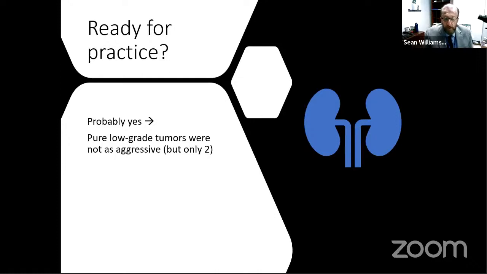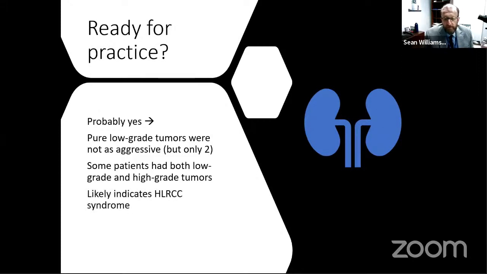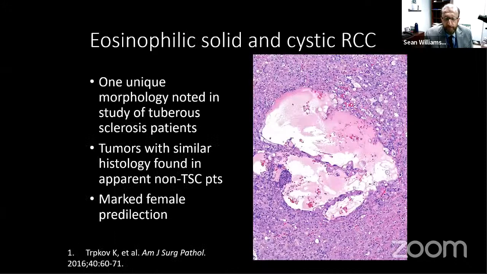And yet some of the patients also had high grade tumors in addition to the low grade tumors. And those high-grade tumors did behave aggressively. So again, probably the diagnosis of one of these tumors implies that the patient has the HLRCC syndrome, at least in the vast majority of cases. And again, this is important to avoid misdiagnosis as a benign or low-risk tumor, like some of the other ones that we've mentioned in the past.